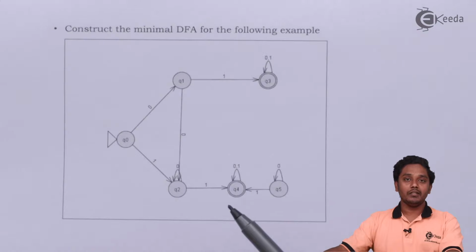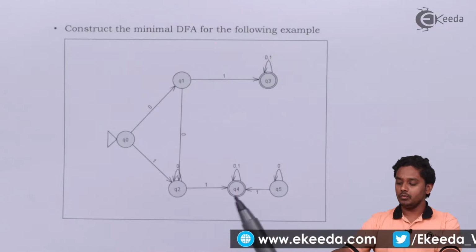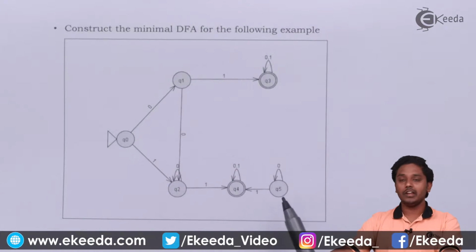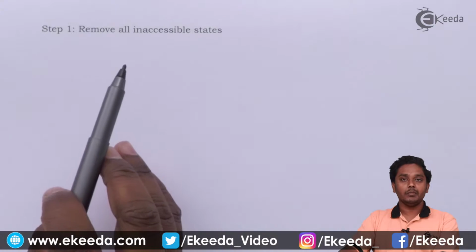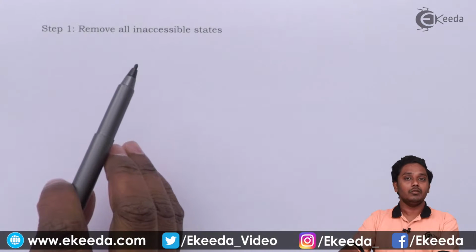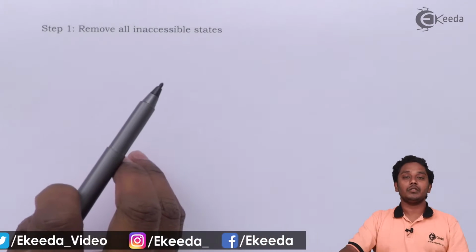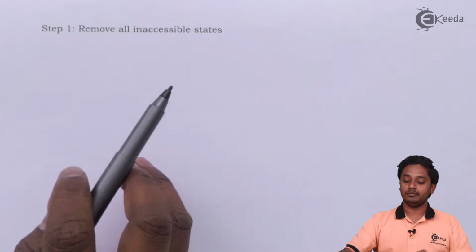In the diagram, you can see that an automata is given which contains 6 states: Q0, Q1, Q2, Q3, Q4 and Q5. We will have to reduce this automata to the minimal number of states. As we all know, the first step for reducing the number of states is finding all states which are inaccessible from the initial state. Let's try to find whether all the states given in the automata are accessible or not.